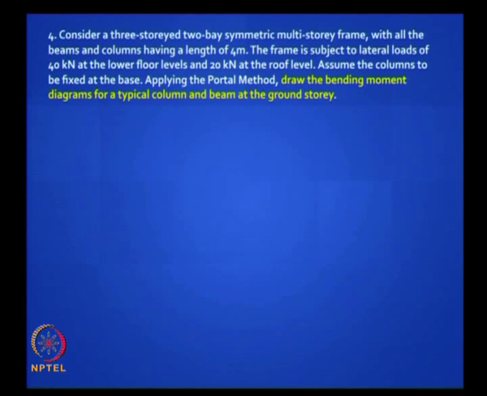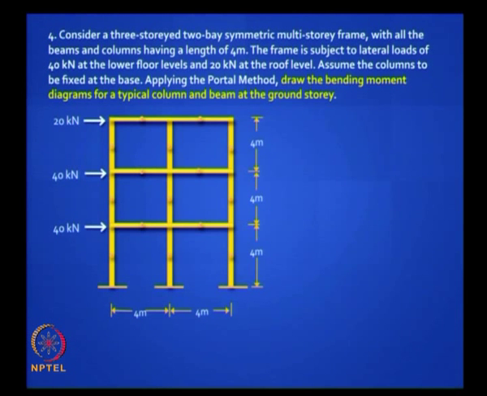Last problem, this was the easiest problem, 3 marks. You were given a 3-storied 2-bay symmetric frame. You were asked to draw the bending moment diagram for any column in the ground story and a typical beam in the ground story. It shouldn't take you more than a couple of minutes, but some of you somehow got everything wrong.